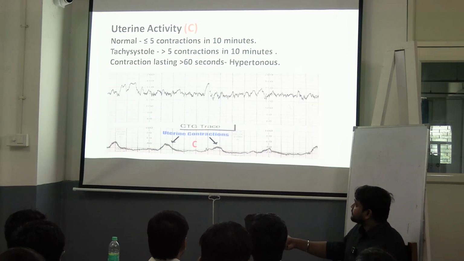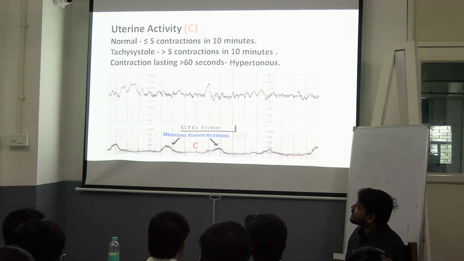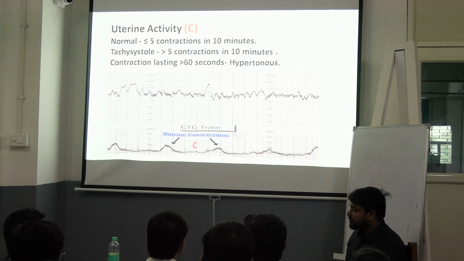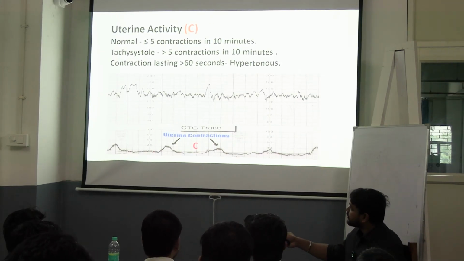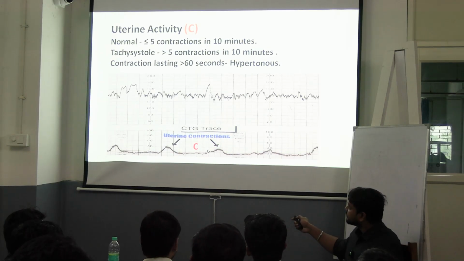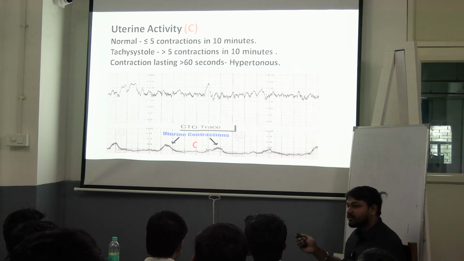See this peak, this one. These are uterine contractions. Normal contractions, for 10 minutes, it should be less than 5 contractions. When I see from here, this is 1, 2, 3, 4, 5 big boxes, 6, 7, 8, 9, 10. From here to here, there are only 2 contractions. If there are more than 5 contractions, it will be abnormal.